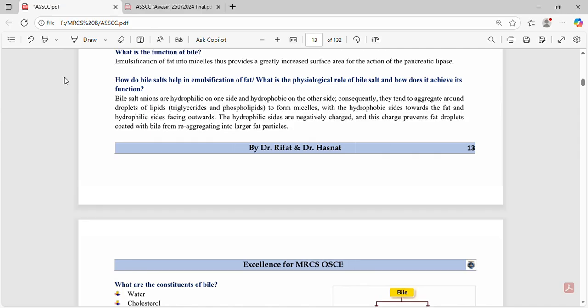Bile salt anions are hydrophilic on one side and hydrophobic on the other side. Consequently, they tend to aggregate around the droplets of lipids, triglycerides and phospholipids to form micelles, with the hydrophobic sides towards the fat and the hydrophilic sides facing outwards. The hydrophilic sides are negatively charged, and thus the charge prevents fat droplets coated with bile from re-aggregating into larger fat particles. So they form micelles, and there is a high chance for lipases to act because they have great surface area.